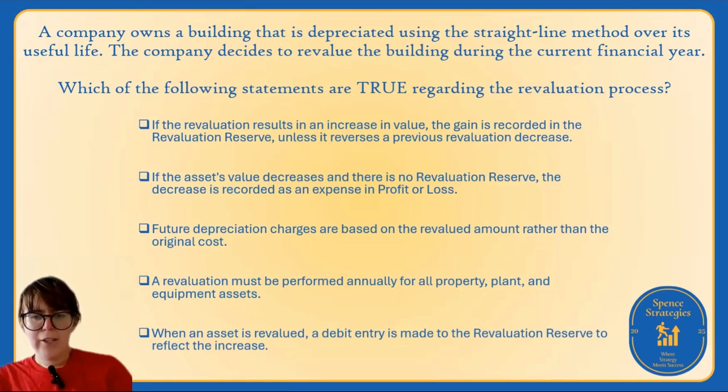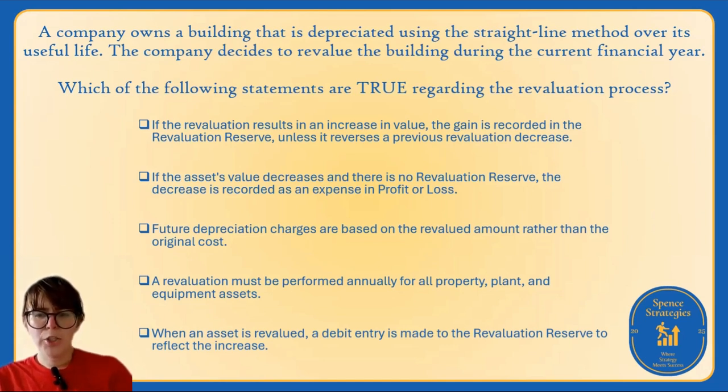If the asset value decreases and there is no revaluation reserve, the decrease is recorded as an expense in the profit or loss. Well, again, this is going to be true, because if there is no revaluation reserve and your asset value has decreased, there is nothing to offset this against. Therefore, this decrease is simply going to be recorded as a debit entry, as an expense to the statement of profit or loss.